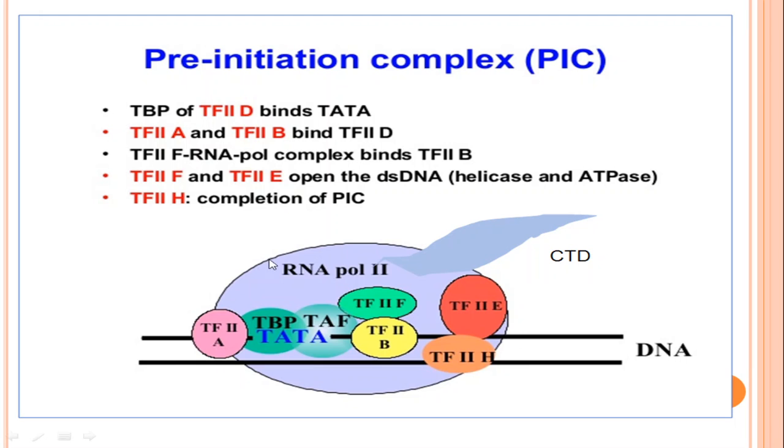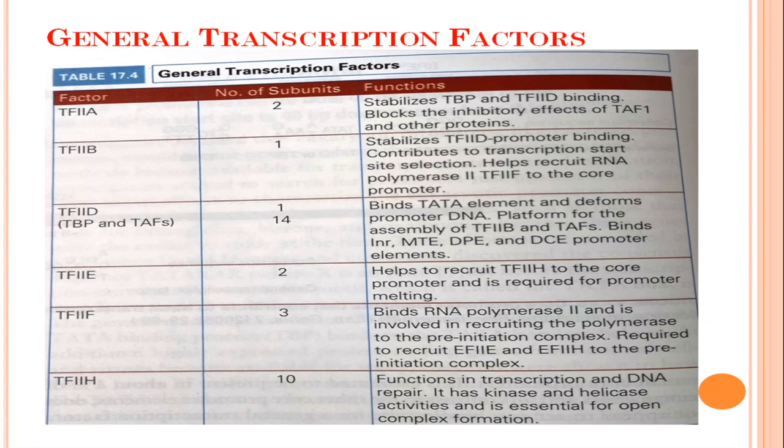So all these 6 general transcription factors sequentially attach at the core promoter. It brings RNA polymerase to bind at the core promoter and form the pre-initiation complex. Now, if we see the role of all the 6 factors, TF2A, consisting of 2 subunits, has a major role to stabilize TATA binding protein and TF2D binding, and it blocks the inhibitory effect of TAF1 and the other protein molecule.